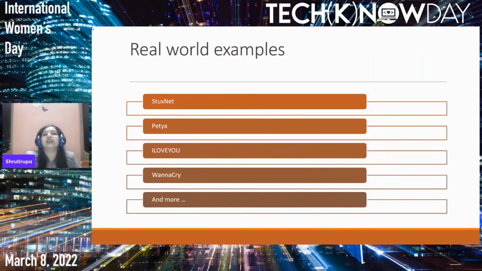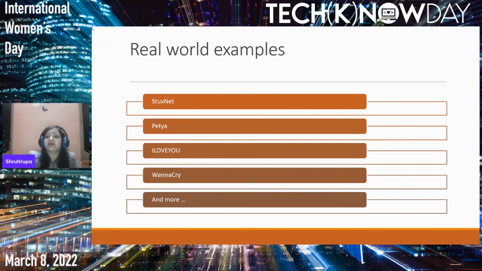Yeah. So some real world examples that I would like to talk about is Stuxnet. This was one malware which was used for, I think, preventing some kind of nuclear war. We don't have to get into too much detail, but these are very famous malware attacks that have happened previously. Petya is one. ILOVEYOU is another one. This was spread through emails, and people would actually open the attachment, and it would end up disrupting and infecting their system.